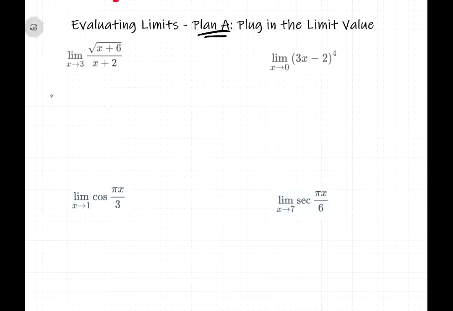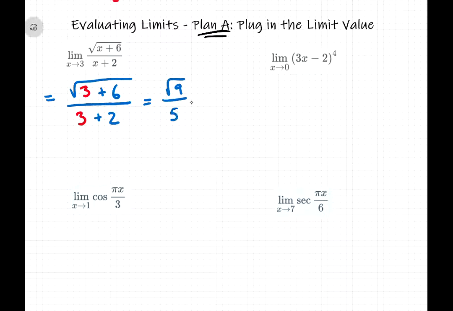So this should be equal to the square root of 3 plus 6, divided by 3 plus 2. So we're basically plugging in 3 for x, and we don't run into any problems by doing this. On top, we get the square root of 9. On the bottom, we get 3 plus 2 is 5. So our answer is 3 over 5.